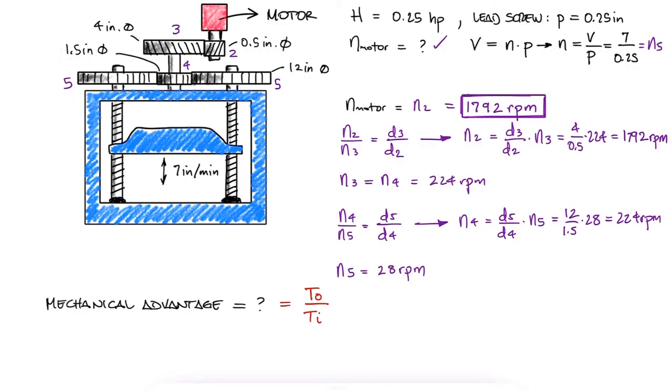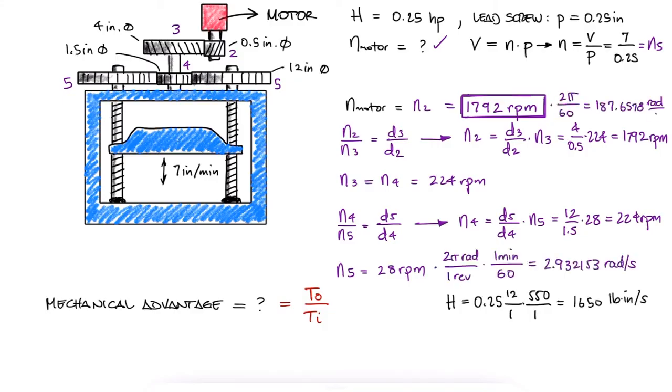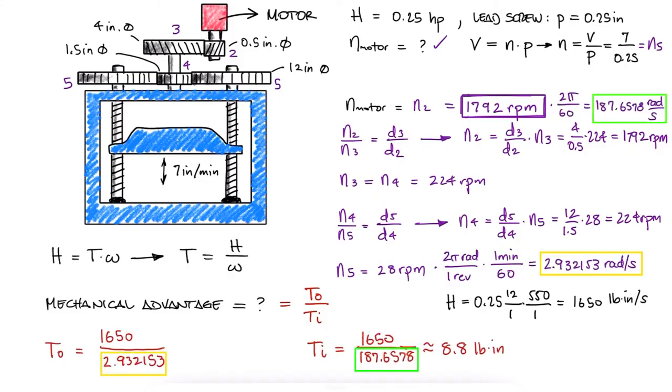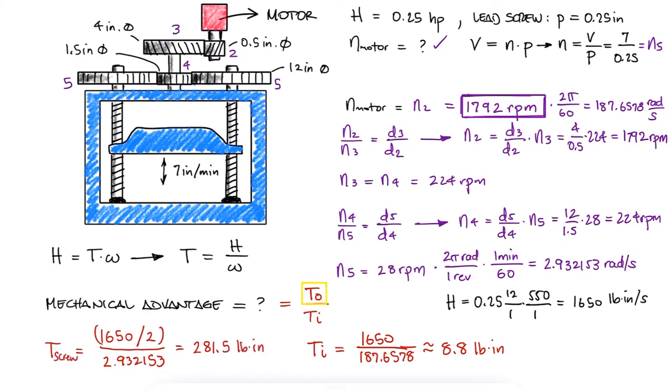However, for this video, let's calculate the torque that the motor is exerting on the system and the output torque at the screw. With 0.25 horsepower in pound-inch per second and with the rotational speeds as angular velocities in radians per second, we divide power by angular velocity to find the torques. Notice that the output torque for each screw will have the power cut in half, since the power is split into 2 power screws. Since the output torque is 2 torque values of 281.5, the mechanical advantage is 64.